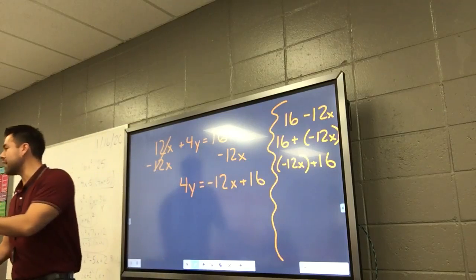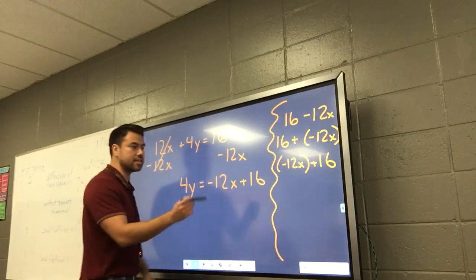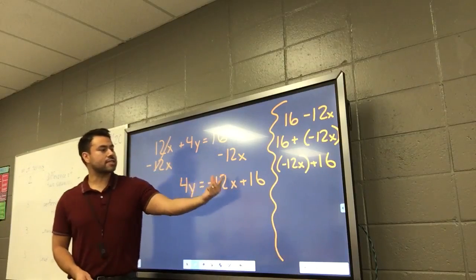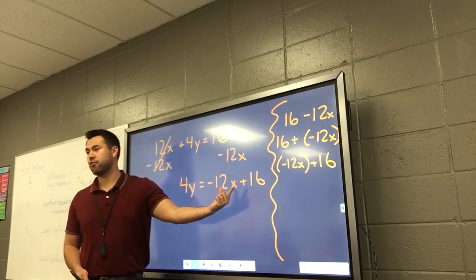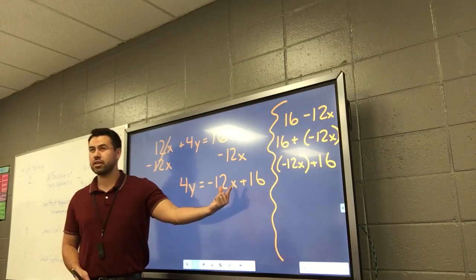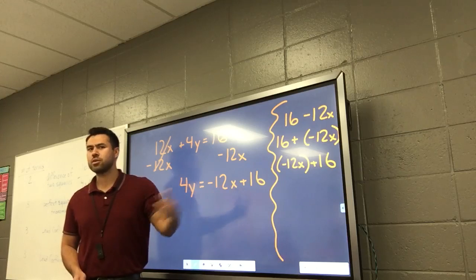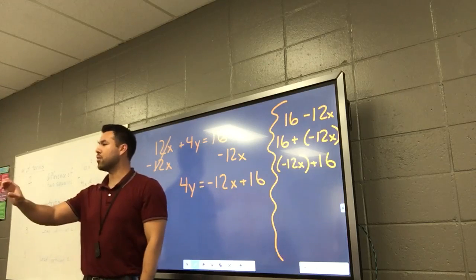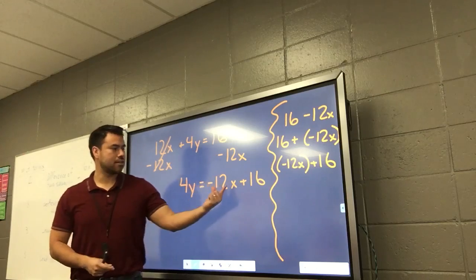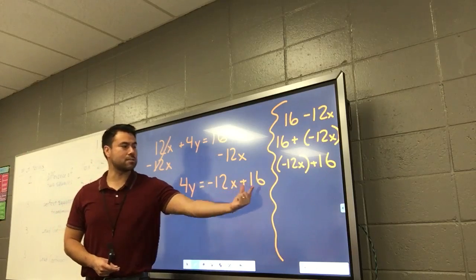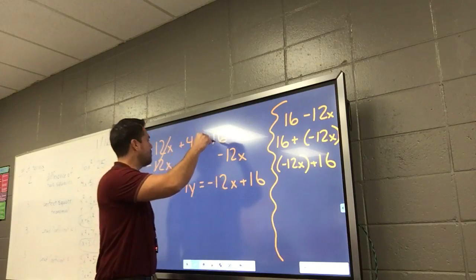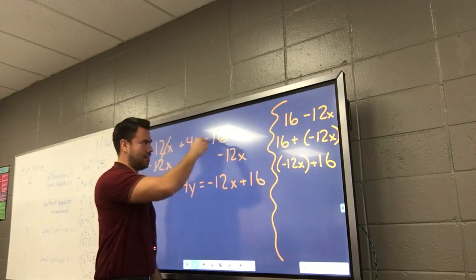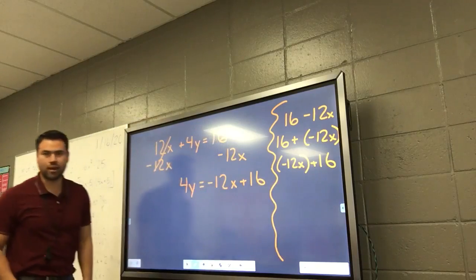I'm going to save you guys some steps here because what happens is, listen, if I left it 16 minus 12x, it's not going to look like slope-intercept form for a while. Like it's going to be very difficult. Wait, that's not slope-intercept form. Y equals mx plus b. Do you guys see that? It's right there. Just rewrite it. I'll do it again.